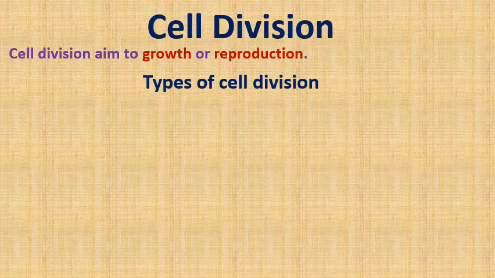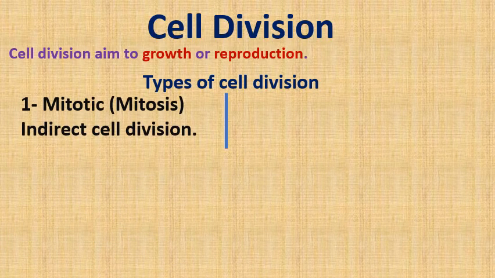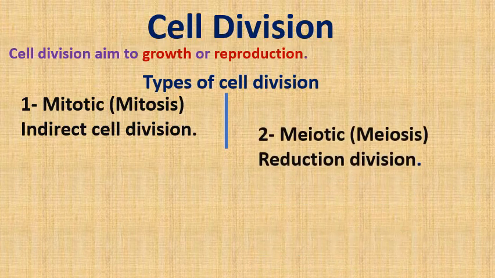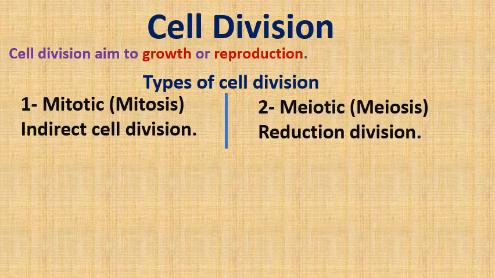We have two types of cell division. Number one, mitotic, and I can call it mitosis. And number two, meiotic, and I can call it meiosis. So we have two types here of cell division, which are mitotic or mitosis and meiotic or meiosis.